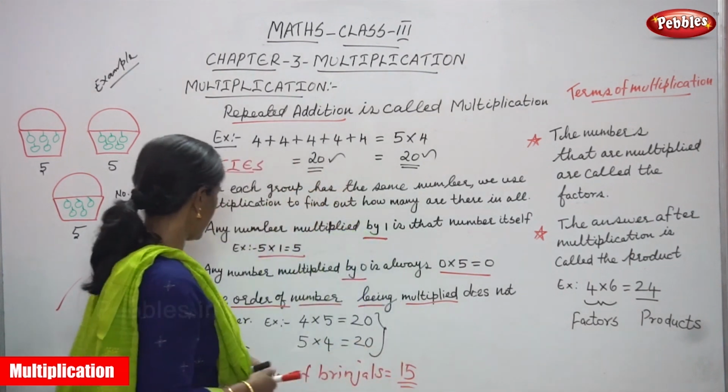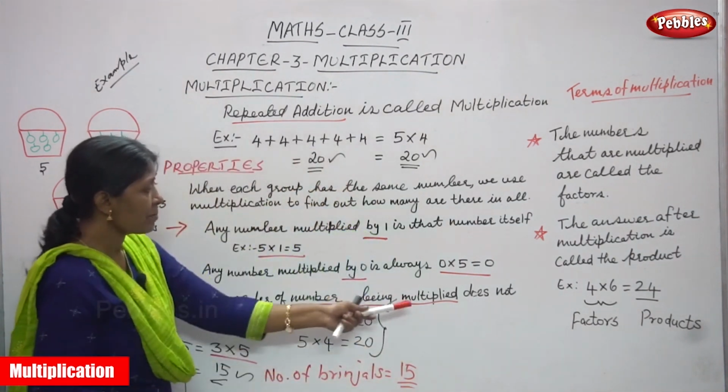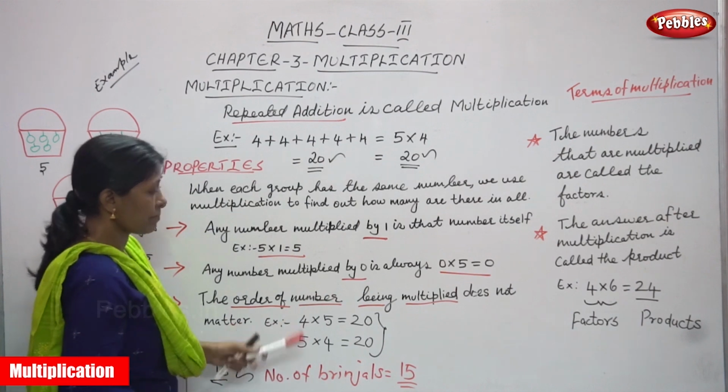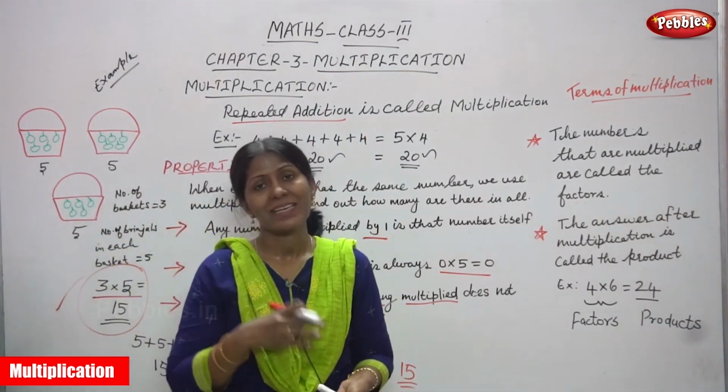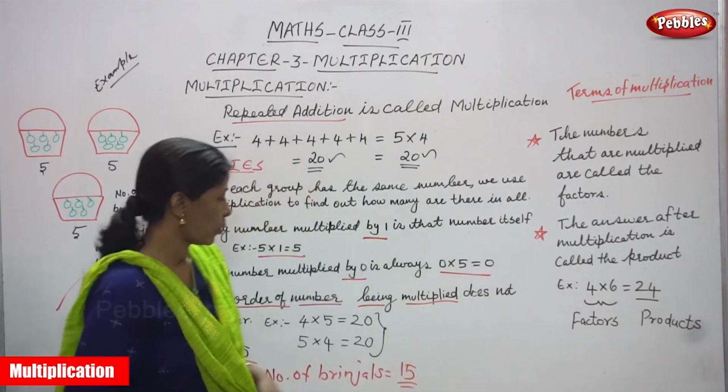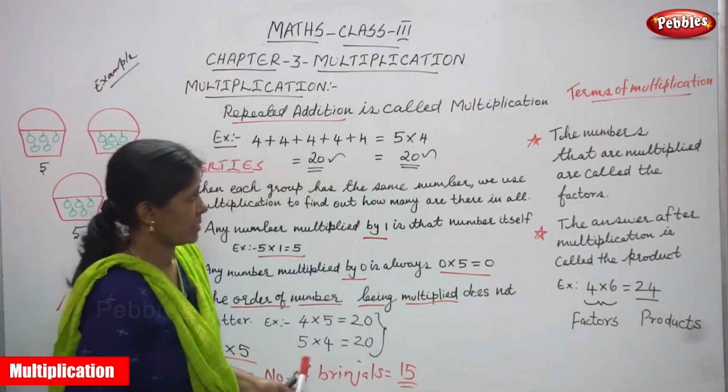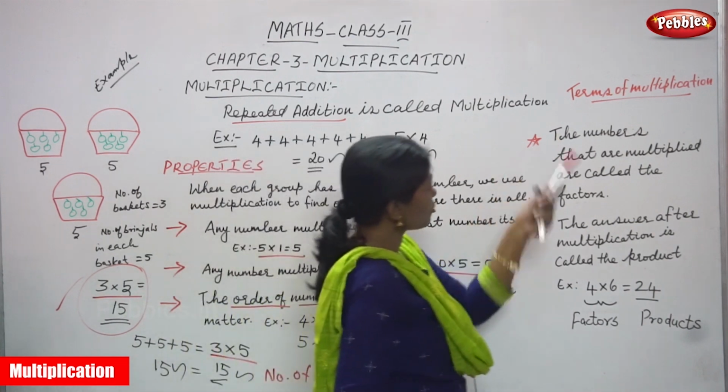That's the right answer. The order of a number being multiplied does not matter. That means if you want to change the order of the numbers, there is no problem. You can get the same answer. That is the exact meaning of the property. Now we are going to see the terms of multiplication.